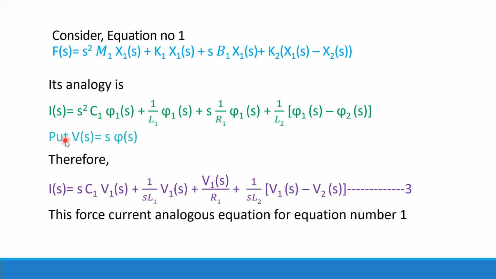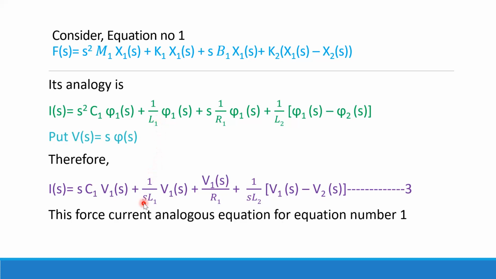Now if you put V(s), that is the voltage, equal to s times phi(s), that is s times magnetic flux of s, you will get the equation reduced in terms of current and the remaining quantities. So I(s) is equal to s C1 V1(s) plus 1 by sL1 V1(s), since here phi(s) into s is replaced by V(s), but here no s is multiplied, so that's why we put it in the denominator.